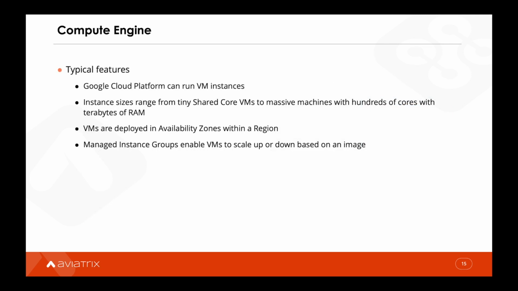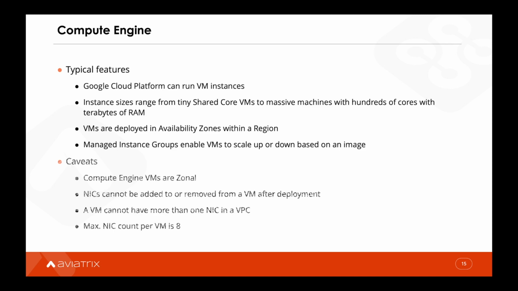Next is compute engine, or the virtual machines that you can deploy on Google Cloud to run your applications on. You can deploy different sizes for those virtual machines, all the way starting from a very tiny shared core VM to a massive virtual machine with hundreds of cores, terabytes of RAM, and the storage options available. When you deploy a virtual machine, remember, it's deployed in an availability zone within a specific region. And you can also use something called a managed instance group that would allow you to scale up or scale down your virtual machines based on different policies and requirements. The compute engine virtual machines are zonal in nature.